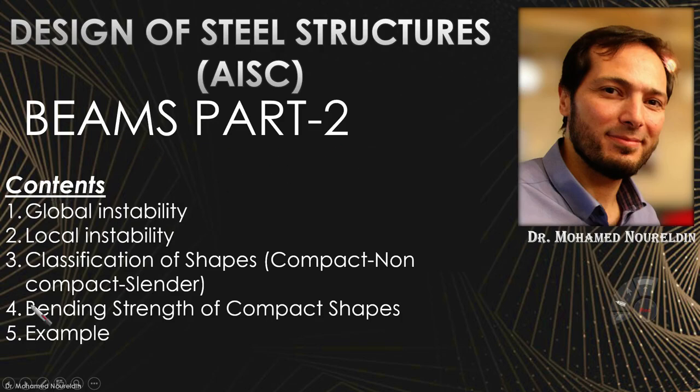And in today's video, I'm going to talk about several topics. The first one is related to the global instability, and the second is regarding local instability. And then I'm going to talk about the classification of shapes: compact, non-compact, and slender. And then I'm going to discuss the bending strength of compact shapes. And at the end, I'm going to give an example on this. So let's start with the first part, which is related to the global instability.